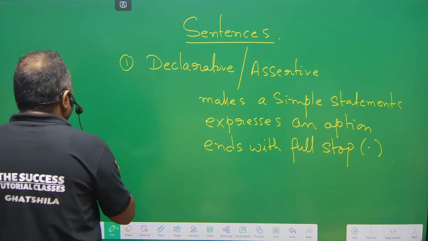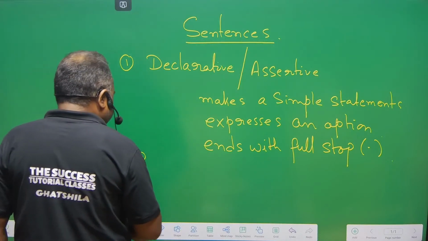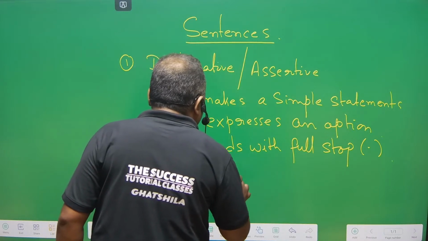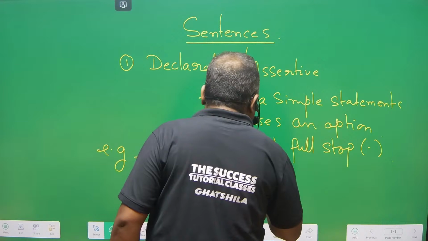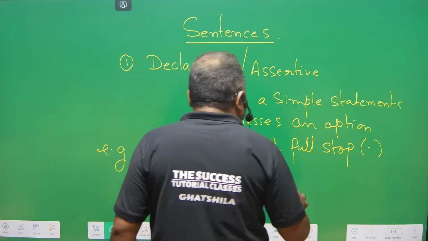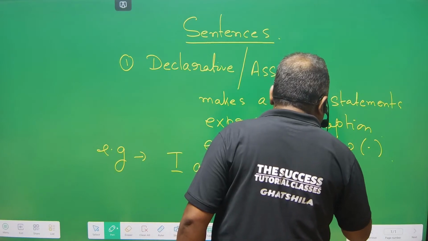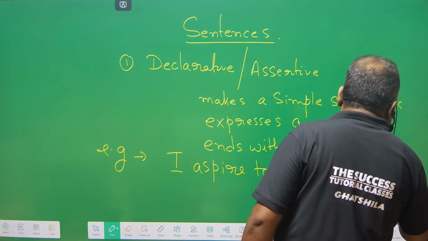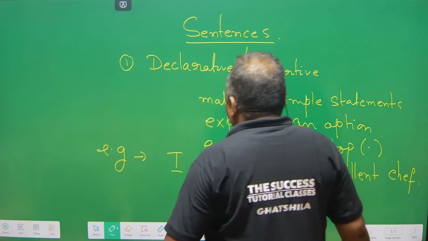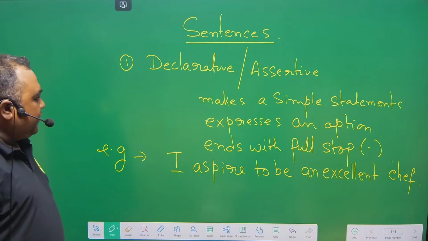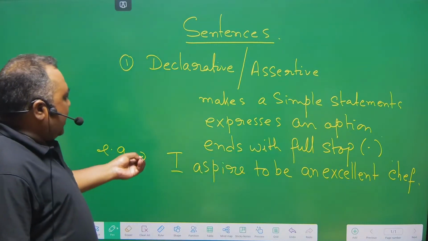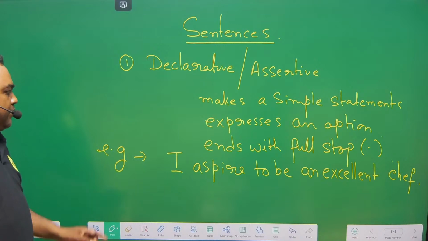So, let me write an example of an assertive sentence. I aspire to be an excellent chef. So this one is the sentence. This is an example of an assertive or declarative sentence.